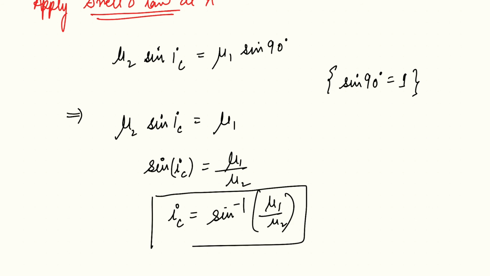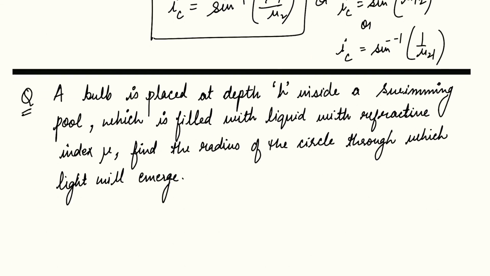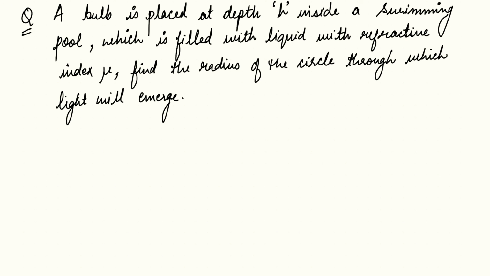I hope you guys can understand this, right? Now this can also be written as nu12, or you can write it as 1 upon nu21. Both things are true. So you can write your critical angle as sine inverse of nu12, or you can write the critical angle as sine inverse of 1 upon nu21. Is that a yes or no? I hope you guys can understand that. So if that is true, let's very quickly do a simple question and understand this concept.